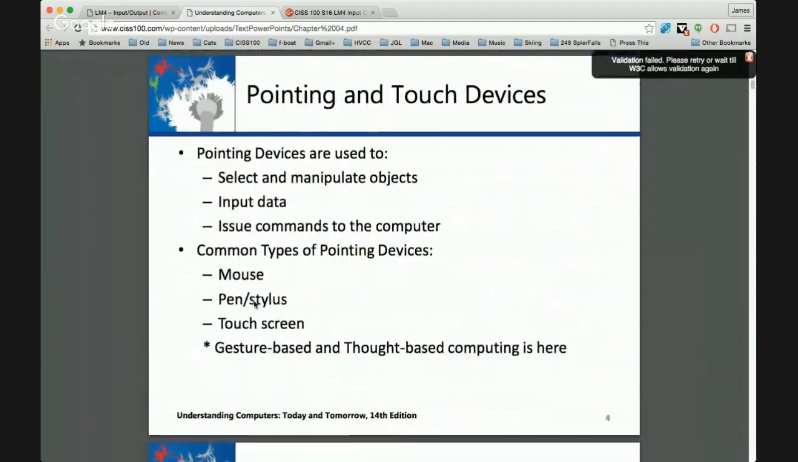Pointing and touch devices. And I failed to mention, while today will be straightforward and I'm going to blow through a lot of this stuff because it's things that we use every day, tomorrow is one of the best classes of the semester because we get to look at all the new input and output technologies. And there's some stuff out there that will just blow your mind. So, pointing devices. Well, we know about the mouse, the stylus.